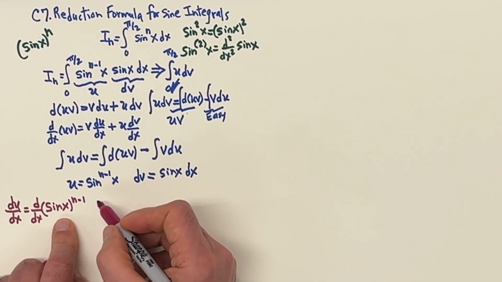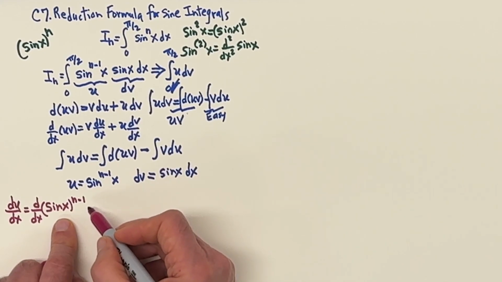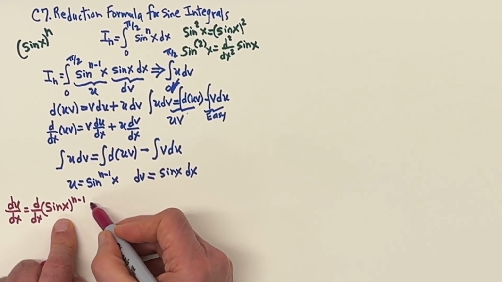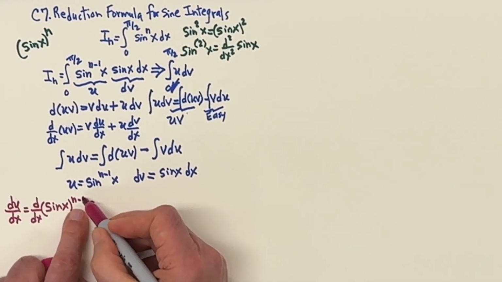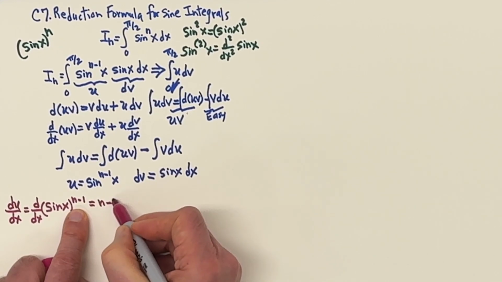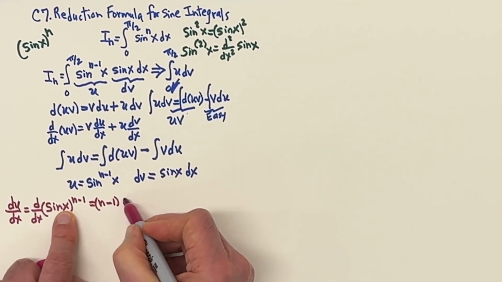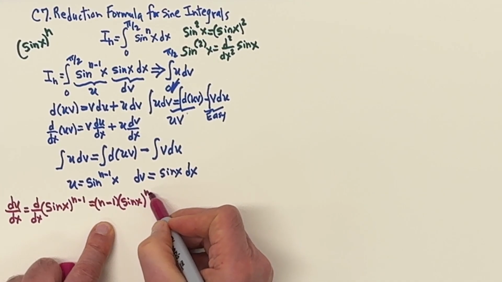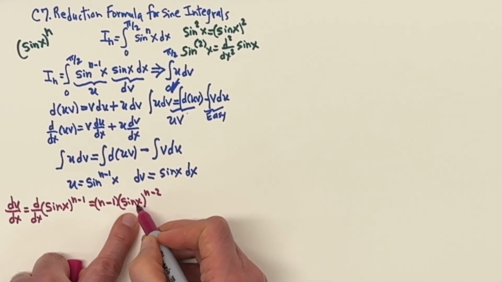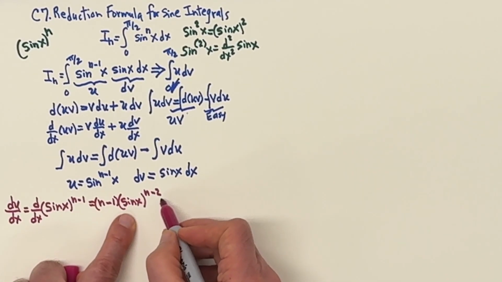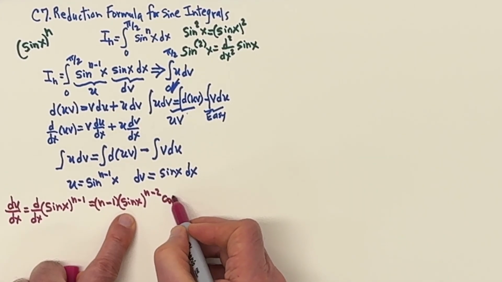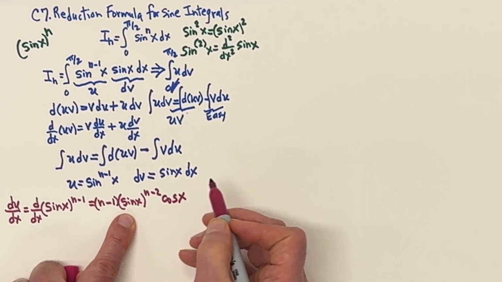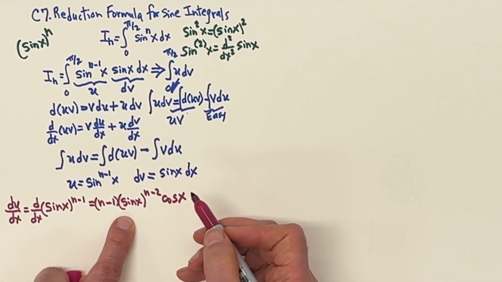So here what we would do is we would use the chain rule. We would take here the n minus 1 and bring it down, and then we would have sine of x to the n minus 2, and then we would have to take the derivative of what's inside using the chain rule. So this would be cosine of x.